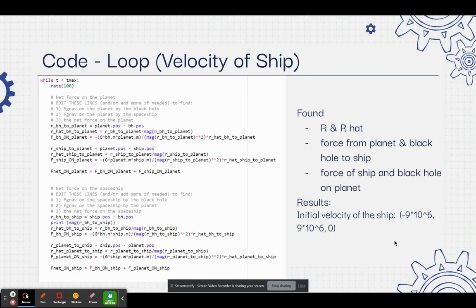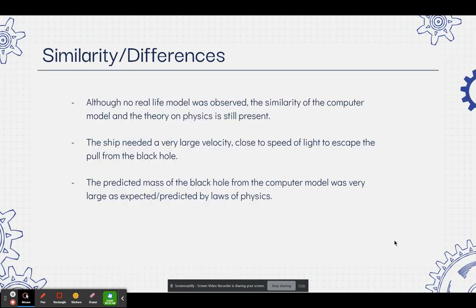Now the loop in this part was that we found r and r hats, the forces from the planet and black hole on the ship, and the forces from the ship and black hole acting on the planet. And this resulted in the initial velocity of the ship being negative 9 times 10 to the 6 in the x direction and 9 times 10 to the 6 in the y direction.